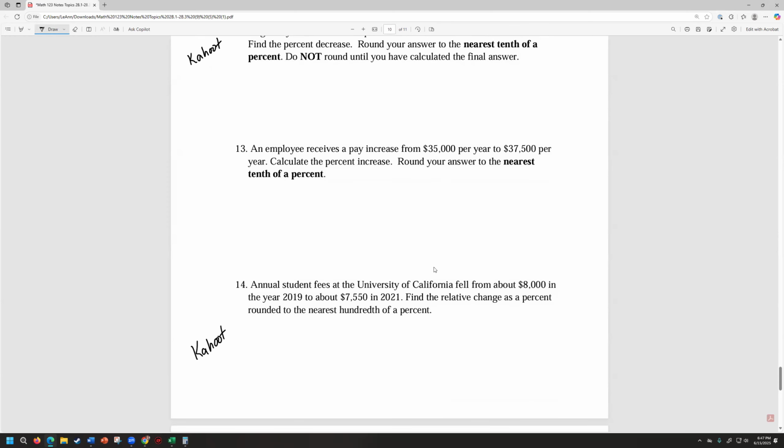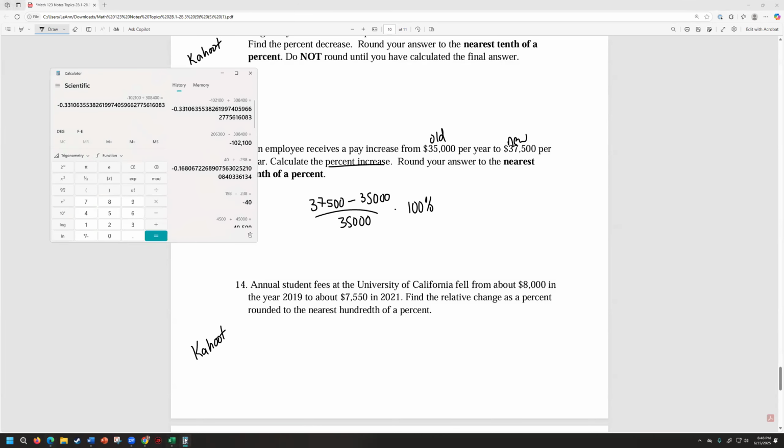So it says an employee receives a pay increase from 35,000 per year to 37,500 per year. So this is the old because it has the word from. This is the new. And we're calculating the percent increase. They increased in their salary. So the new minus the old divided by the old. And then remember, you're going to times that by the 100% to get the percent increase. Okay, so we're doing that percent change formula.